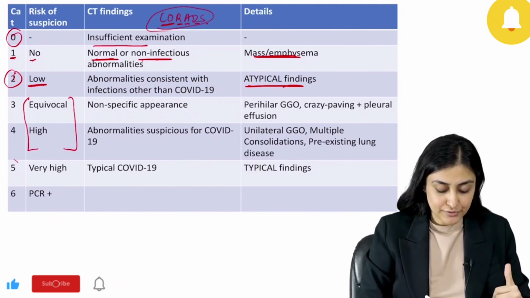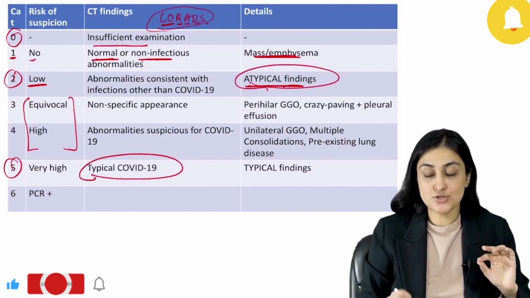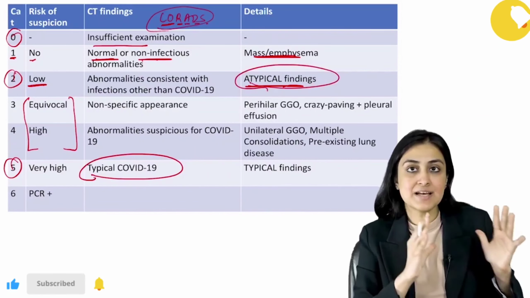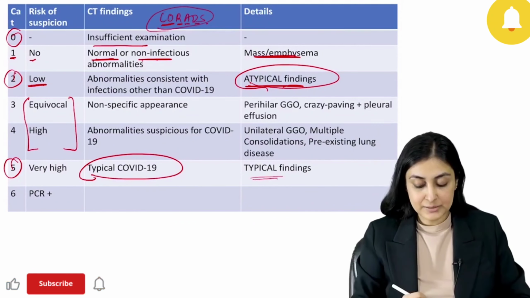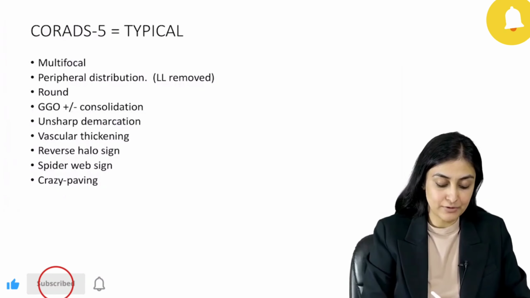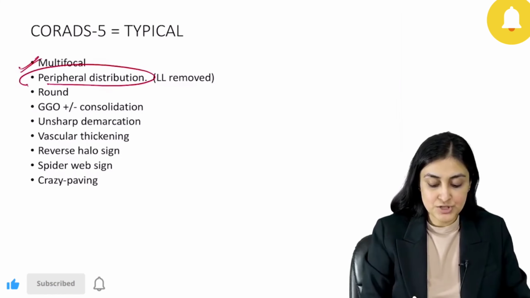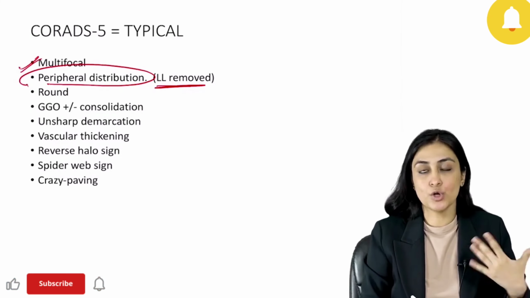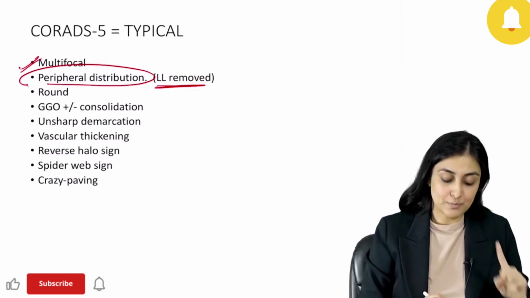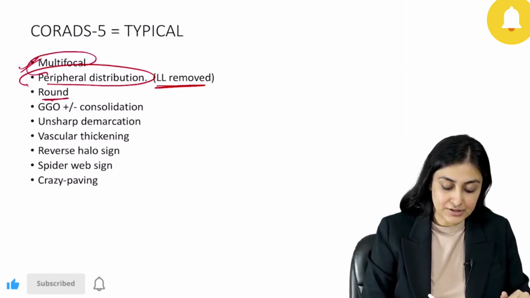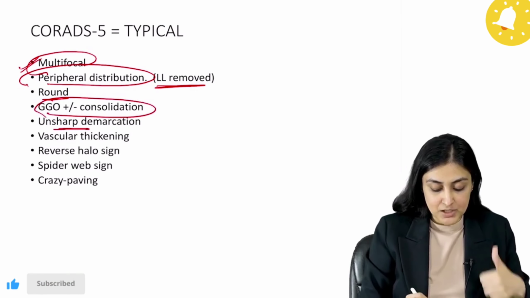When we go to CORAD score of 5, now the findings are going to be typical. So these are 2 categories you need to know. CORADS 2 wherein findings are atypical, CORADS 5 where the findings are typical. What are the typical findings? So you have multifocal involvement. You have a peripheral distribution. Remember, lower lobe has been removed. Although lower lobe involvement is more common, it's not always needed. Okay, so multifocal, peripheral, round, GGO or consolidation, which are ill-defined.